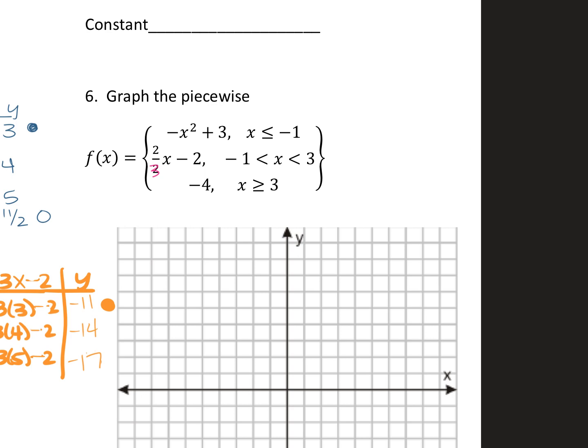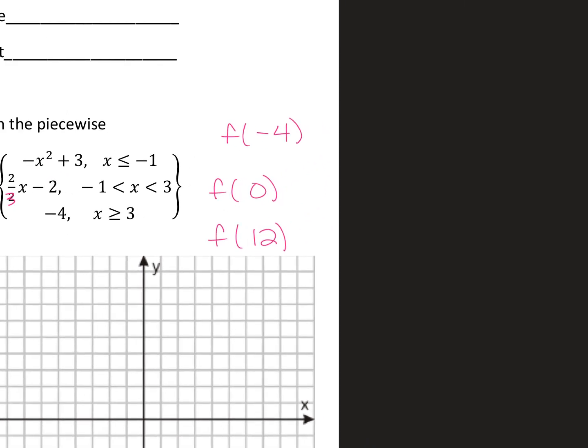If you are evaluating these, you're going to be told to find f of, let's say, negative 4. You're going to be told to find f of 0. And you're going to be told to find something like f of 12. Okay? So if that's the case, I'm going to just move these over a little bit. For f of negative 4.